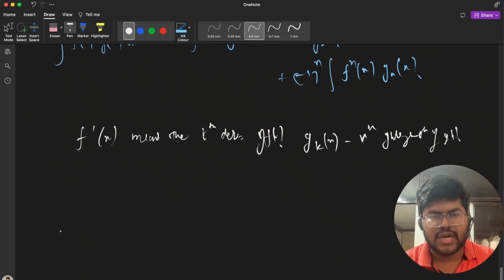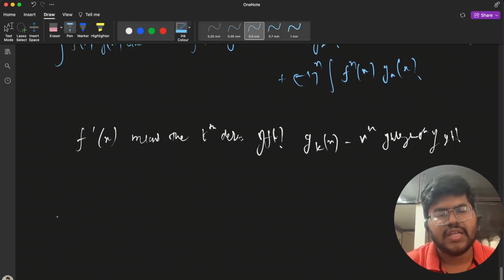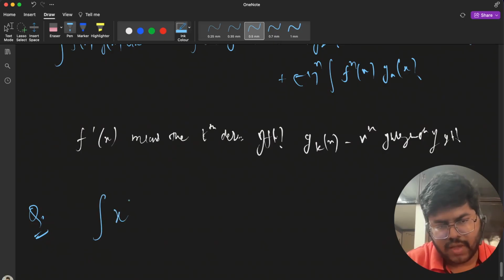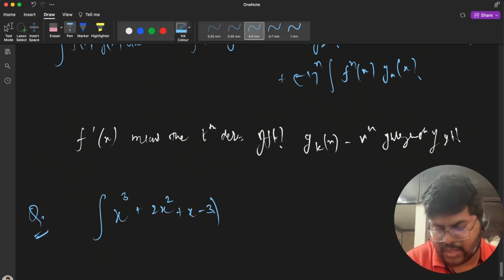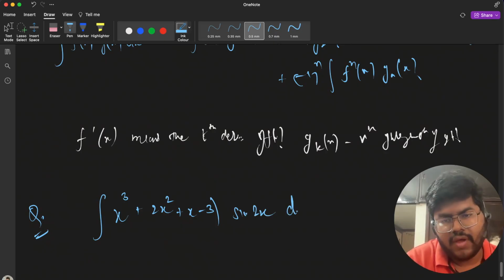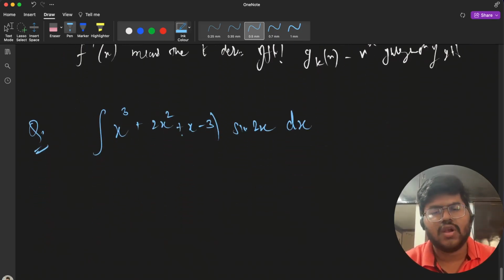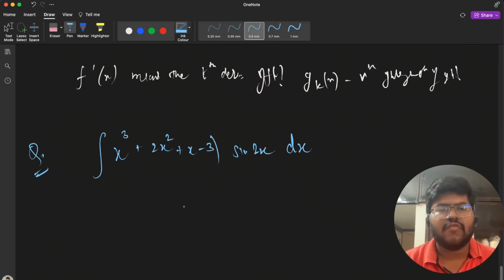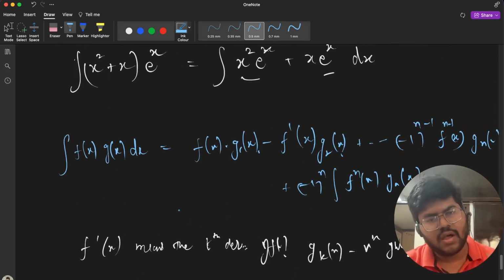Now let us understand this concept more by giving an example, right? So the example is, suppose we need to evaluate the integral of x cube plus 2x square plus x minus 3 into sine 2x. So here we have f(x) as this function and g(x) as sine 2x, right? So using multiple integration by parts, let us revisit the formula.